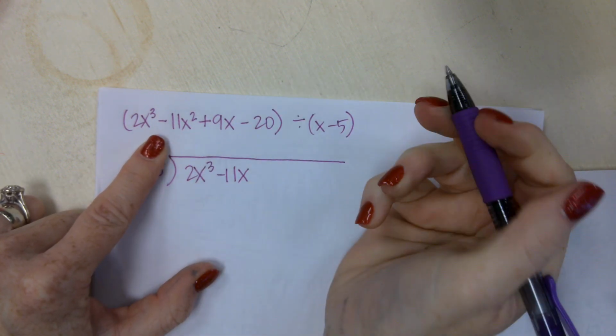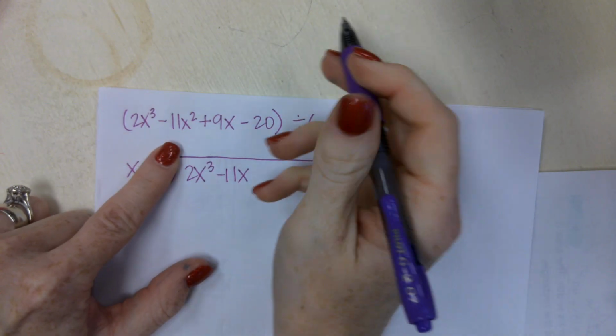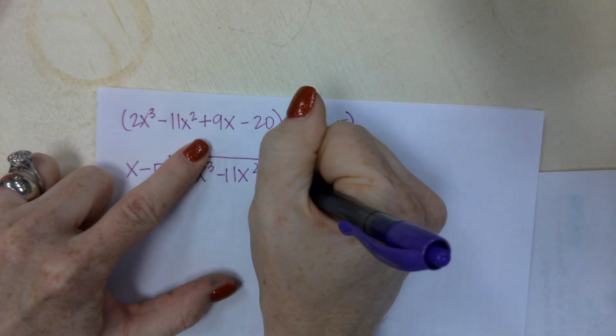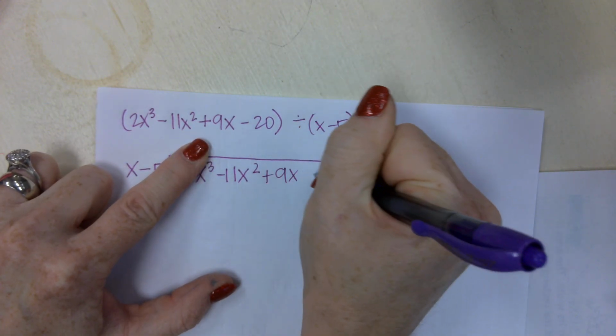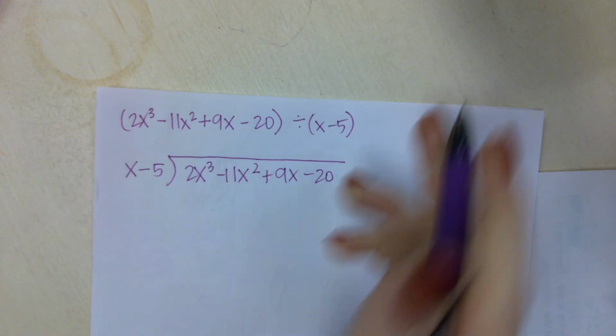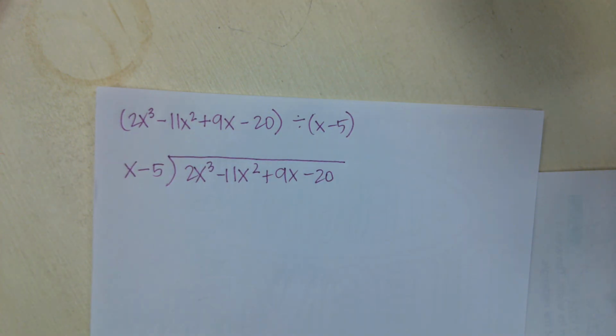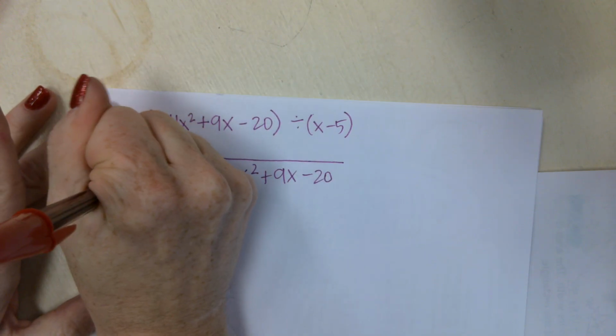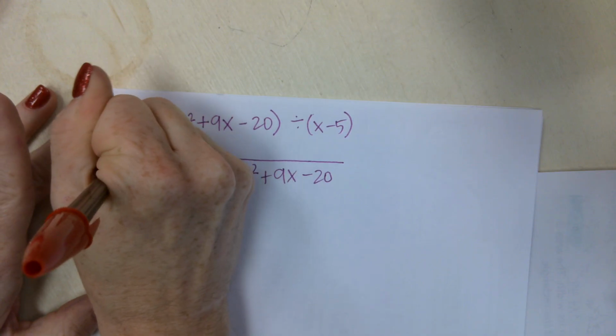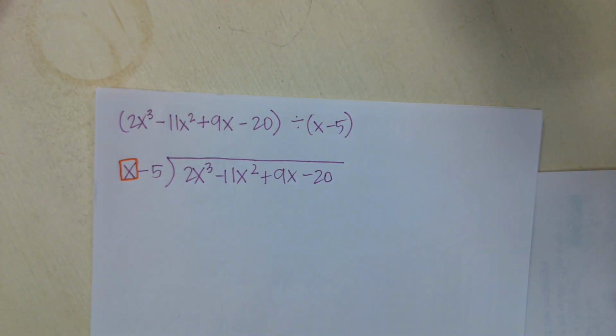All right, here we go. I've got 2x to the third minus 11x squared plus 9x and then minus 20. I am not missing any of my exponents, okay? Not missing any terms. So I'm good. I am focusing my attention on this x that is sitting out front.